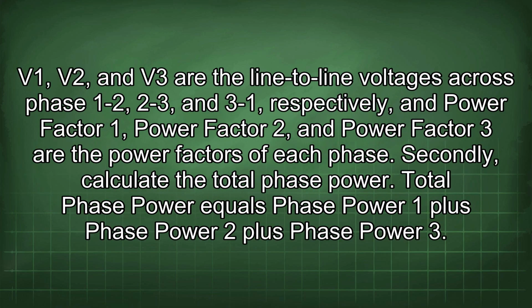V1, V2, and V3 are the line-to-line voltages across phase 1-2, 2-3, and 3-1, respectively, and power factor 1, power factor 2, and power factor 3 are the power factors of each phase. Secondly, calculate the total phase power. Total phase power equals phase power 1 plus phase power 2 plus phase power 3.